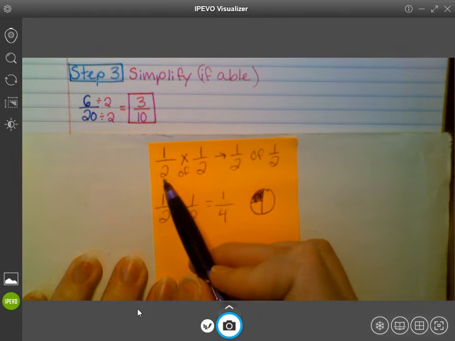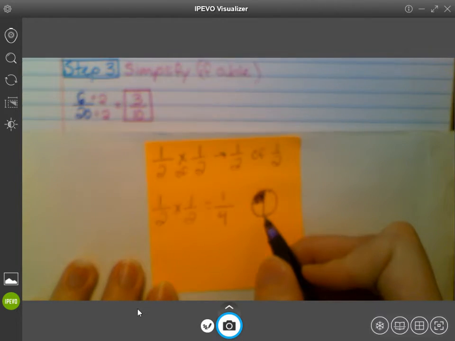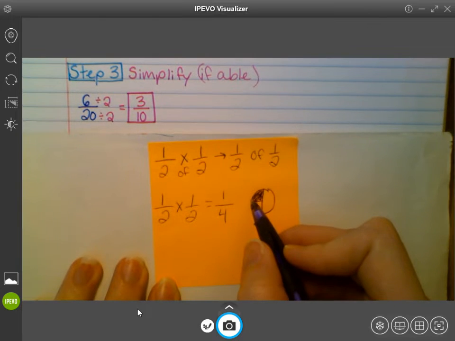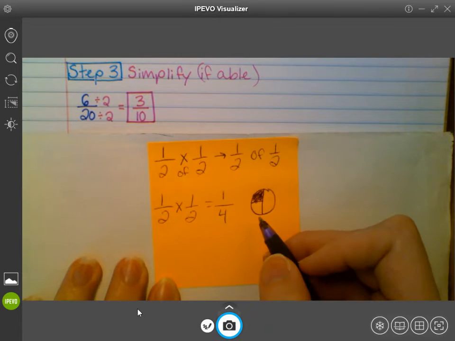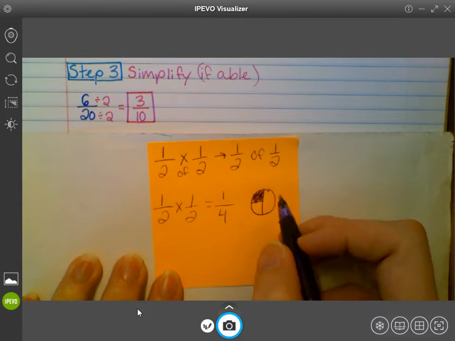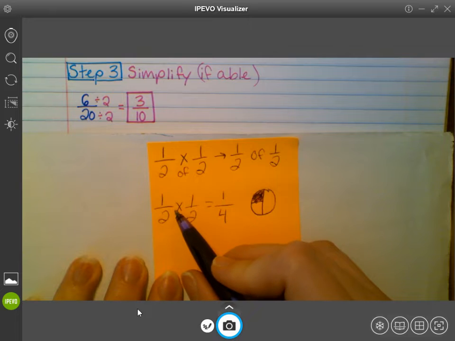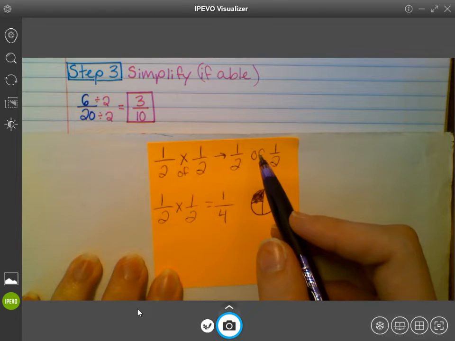So when you see that multiplication symbol with fractions, think of the word of. I need a half of 1/2. So if I split my pie into a half, I'm talking about half of that, which is a fourth. Does that make a little bit of sense? Yeah? Does the picture help a little bit? So when you see that multiplication symbol, you're basically thinking of the word of.